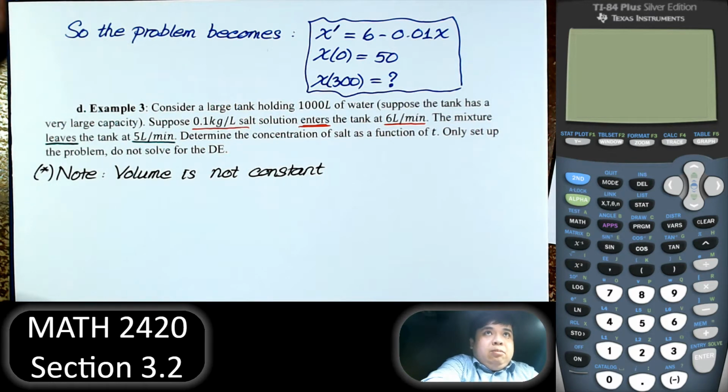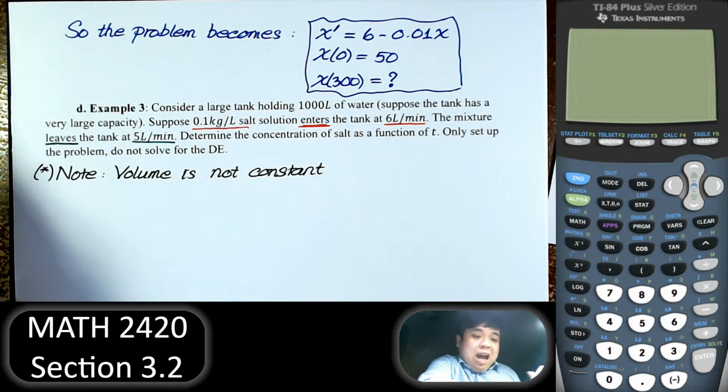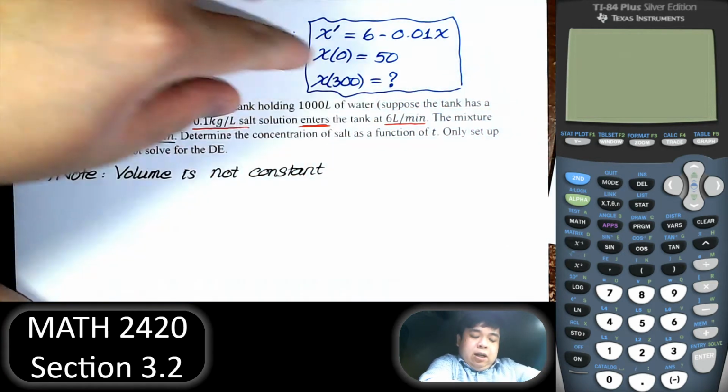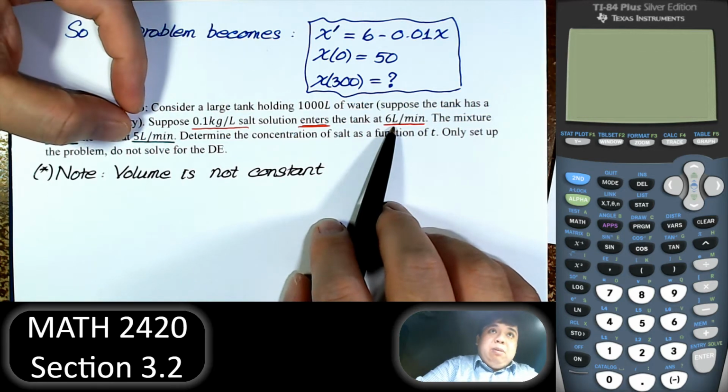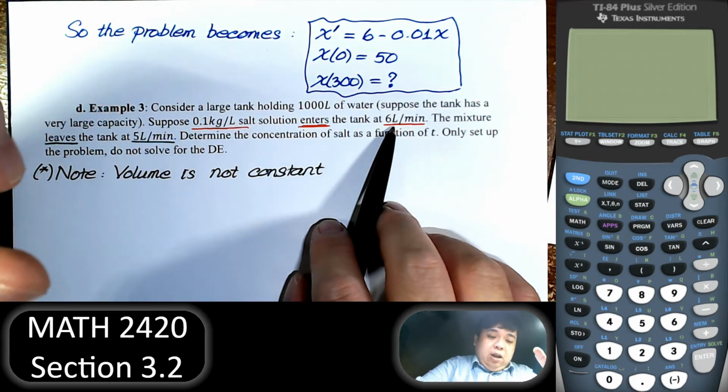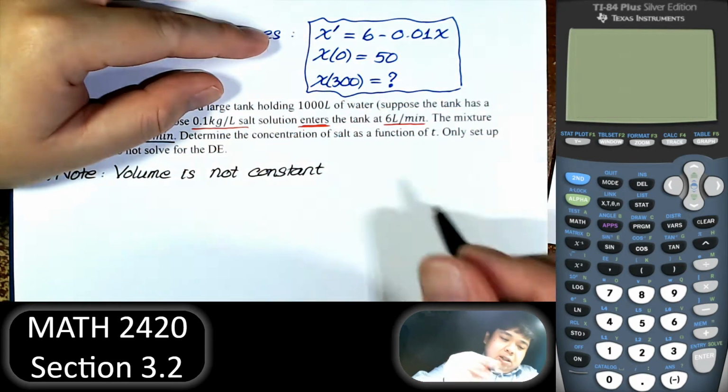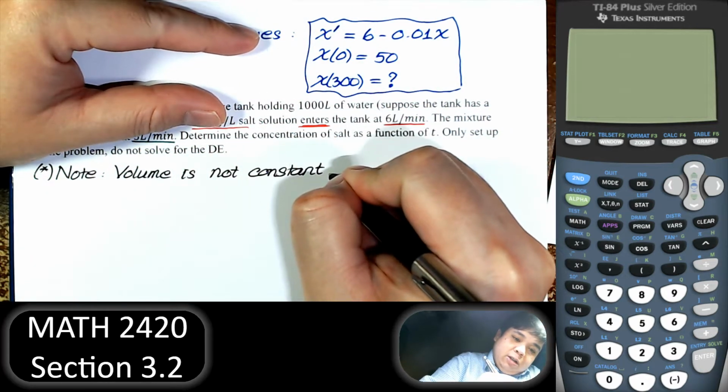But it can be easy to determine, right? Initially, we start with 1,000. Since it is coming in at 6 liters per minute and going out at 5 liters per minute, the net rate is 1 liter per minute. It's not constant.